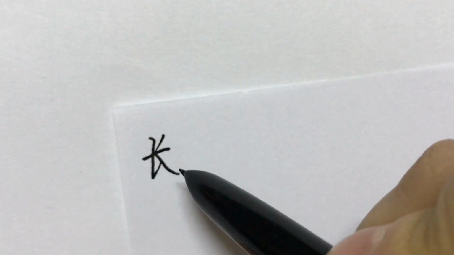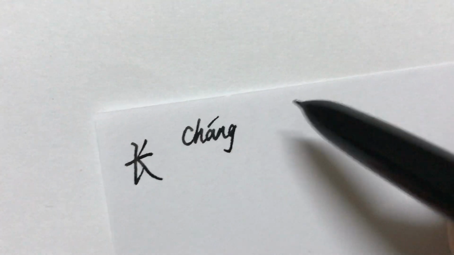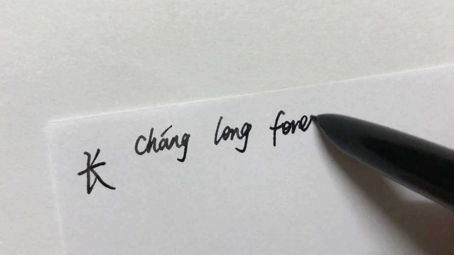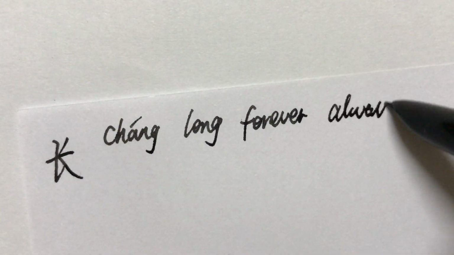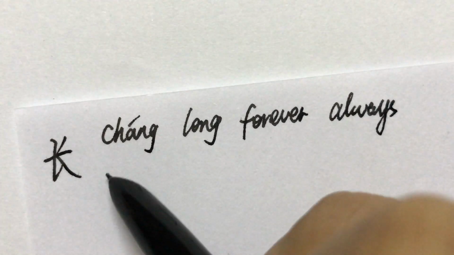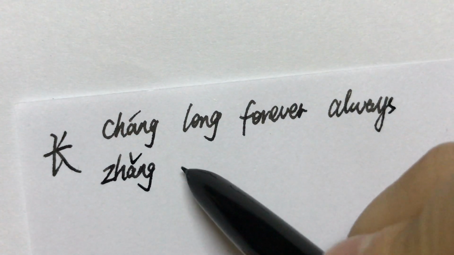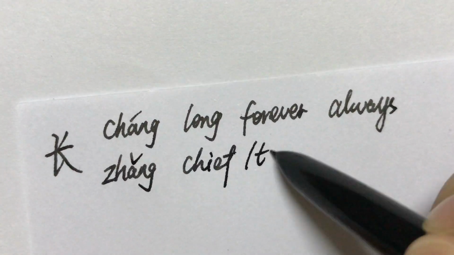It is a polyphone, can be pronounced as cháng or zhǎng according to different contexts. As cháng, it means long, forever. Always. As zhǎng means chief, to grow.